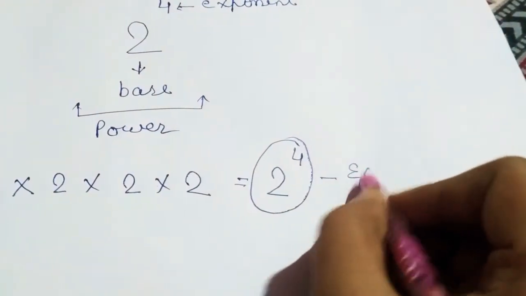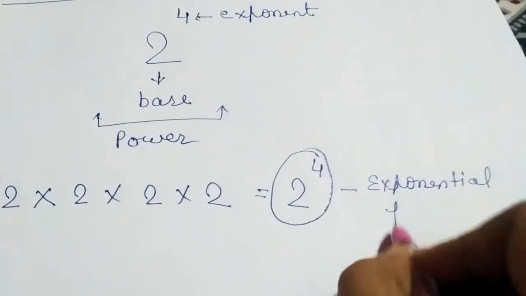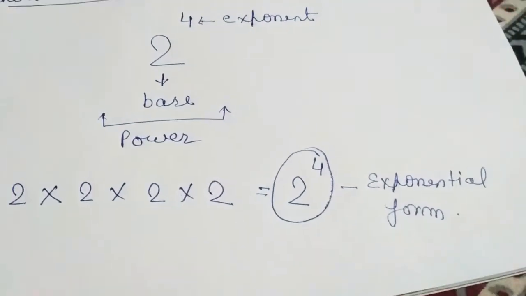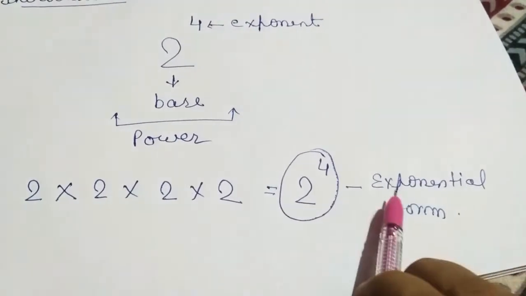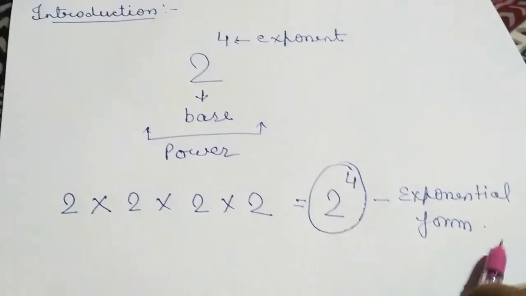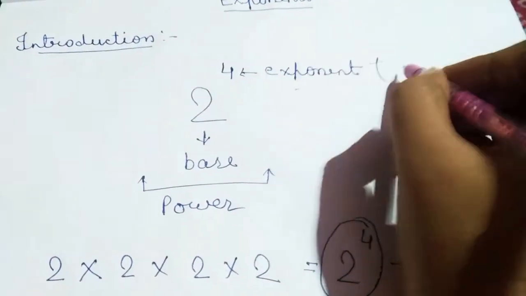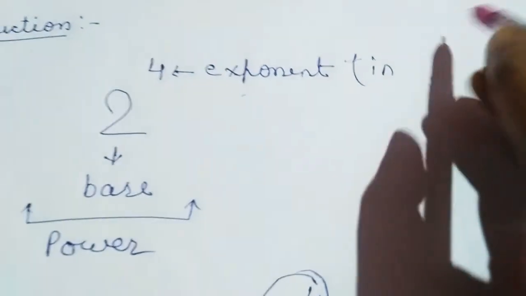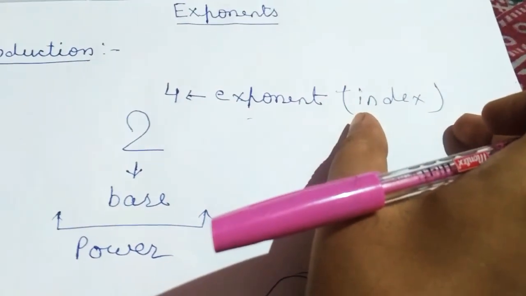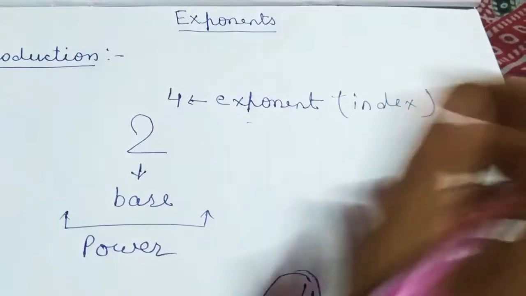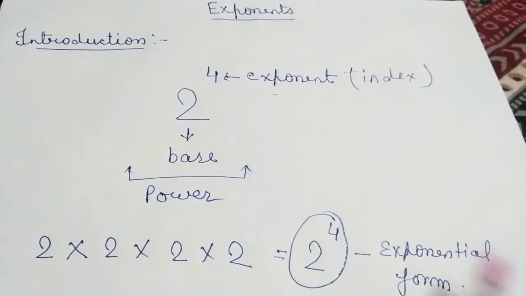exponential form or power notation. Okay, this is exponential form or power notation. One thing more, exponent is also known as index. This is also called index, but generally we call it exponent. But you have to know that its another name is index.